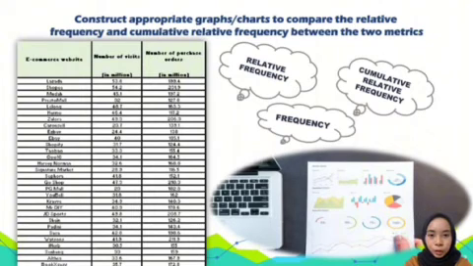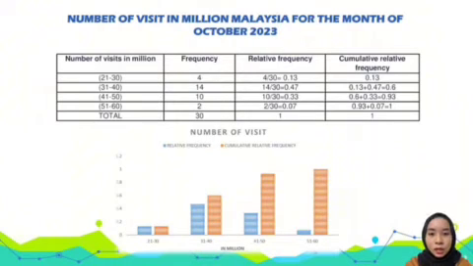For the Part 1 question, we need to find the answer based on the table given. Frequency is how many times a value occurs. We will define the frequency, the relative frequency, and the cumulative relative frequency.